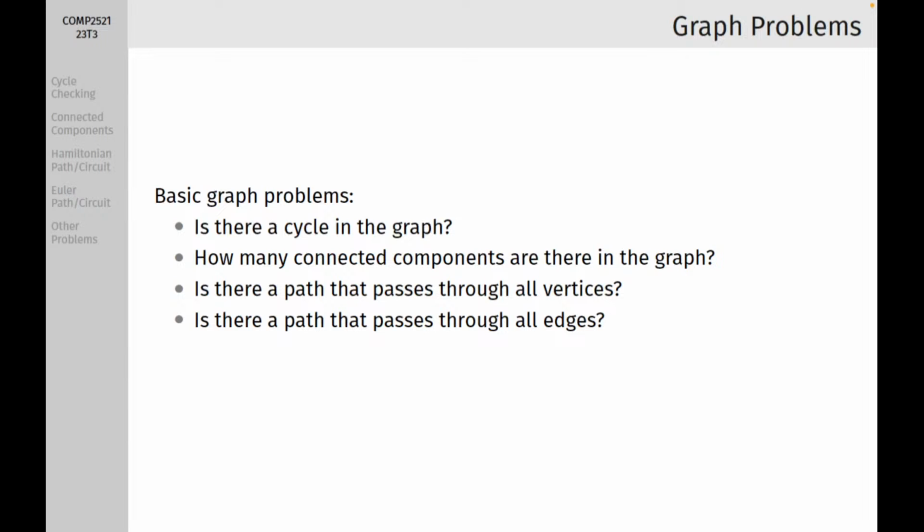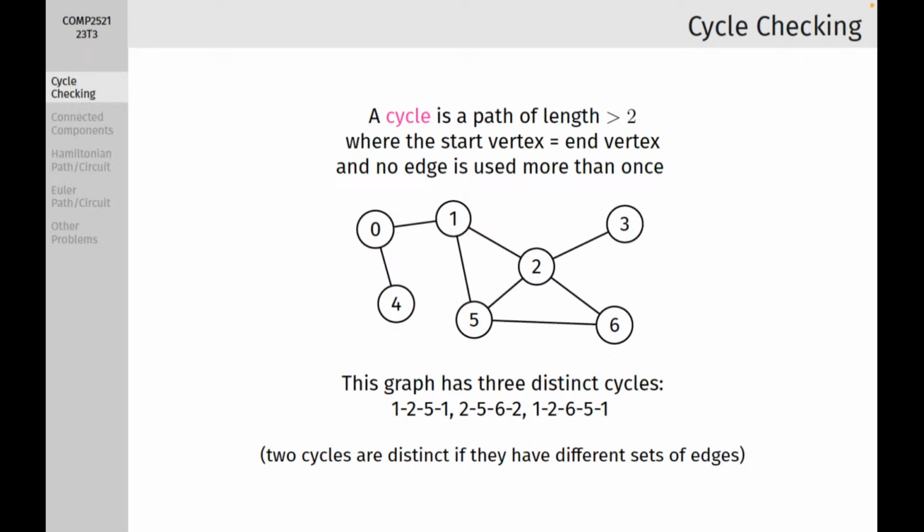All right, so the first problem is: is there a cycle in the graph? Just to recap, what is a cycle? Well, a cycle is a path of length greater than 2 in an undirected graph where the starting vertex is the same as the end vertex, and no edge is used more than once.